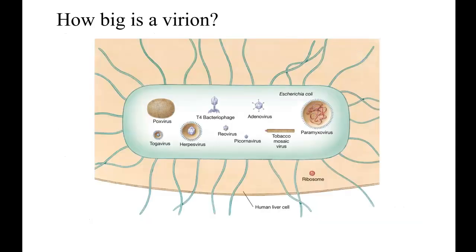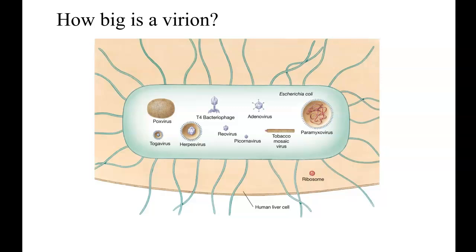So how big are viral particles? If you take a look at this picture, the peach part is a human liver cell, so that would be a eukaryotic cell. And then the green cell, where you can see the flagella around the surface, is E. coli, which is a bacteria. So we know that bacteria are much smaller than our cells.